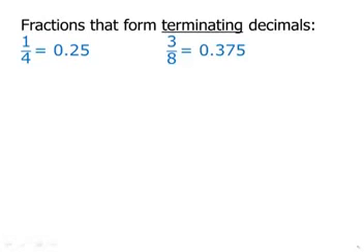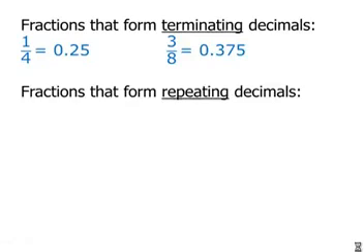Another example, 3/8. That's 0.375. So that's also a terminating decimal. It's a decimal that just comes to an end. That's not an approximation. That's the whole thing right there. So these are terminating decimals. If it doesn't terminate, if it goes on forever, then it repeats.